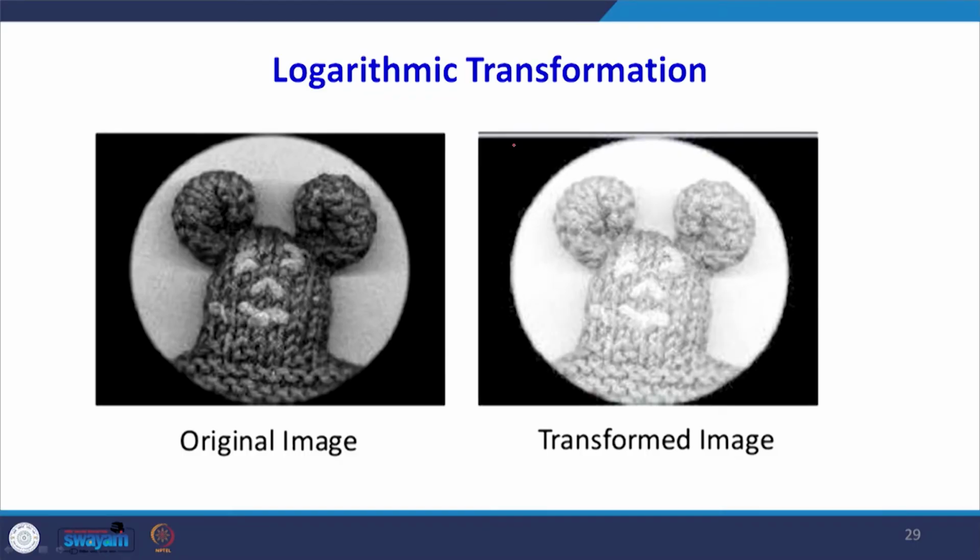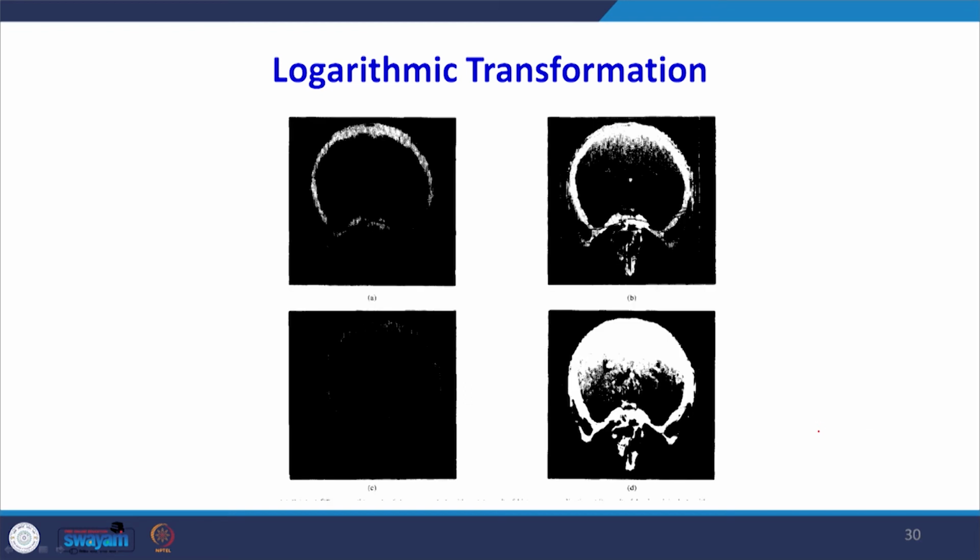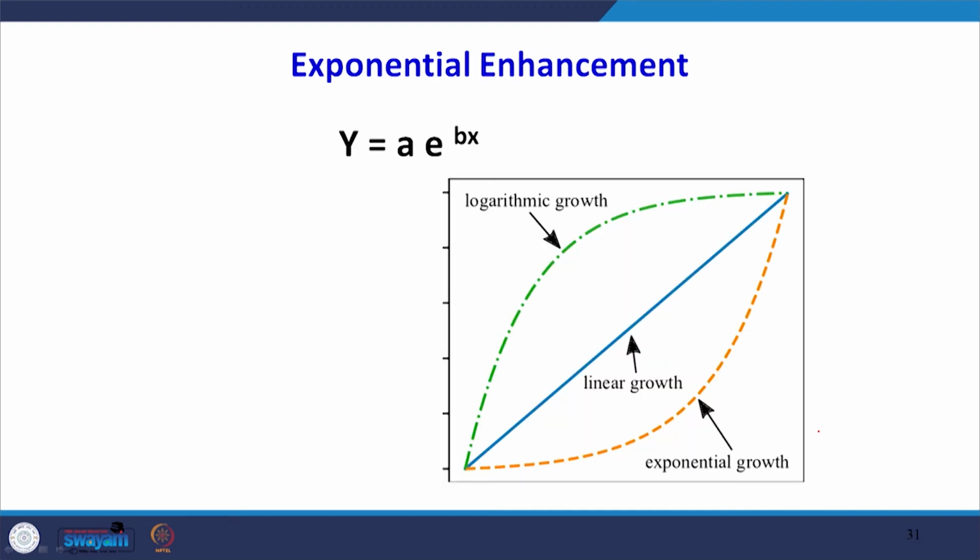So I can show you the results here. This is my original image, and after the logarithmic transformation, this becomes the transformed image. So the image which was actually quite dark, now the pixels which were dark have become much lighter. So that is the effect of this logarithmic enhancement. So if you have an image with a lot of dark pixels, one can apply it and get the enhancement in this area.